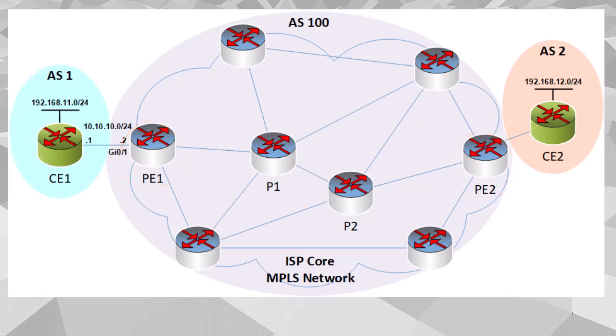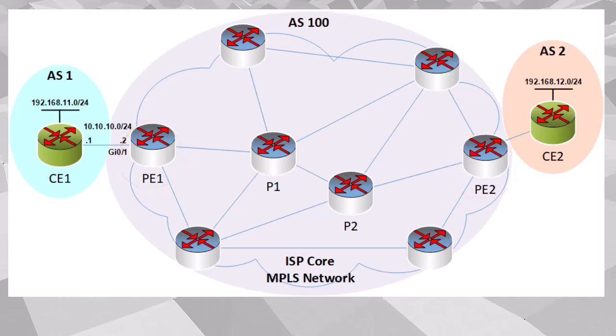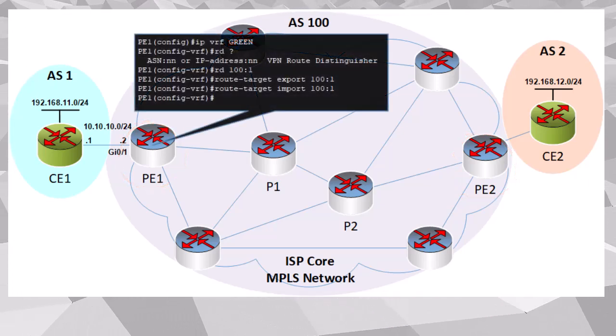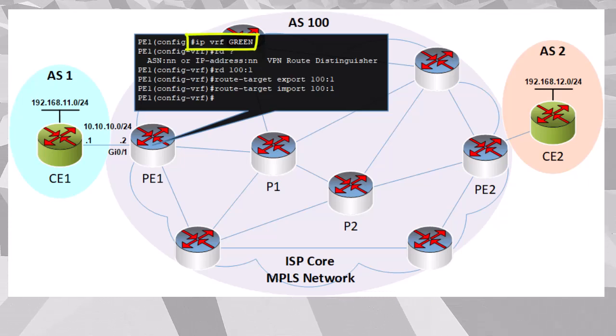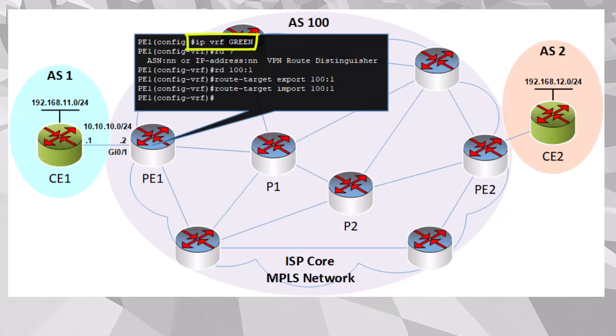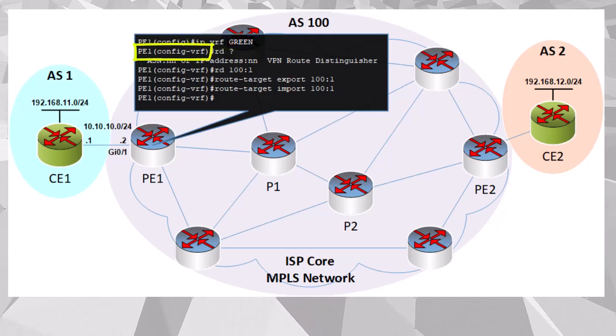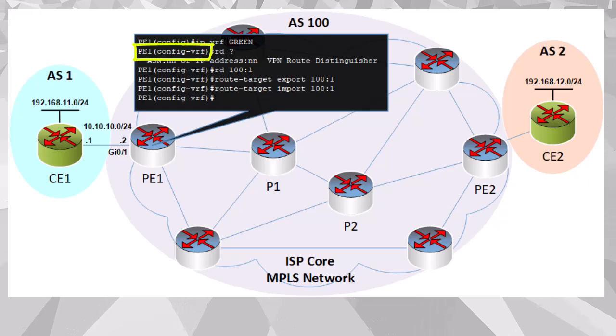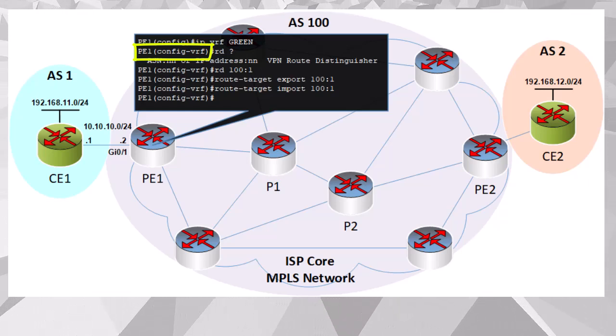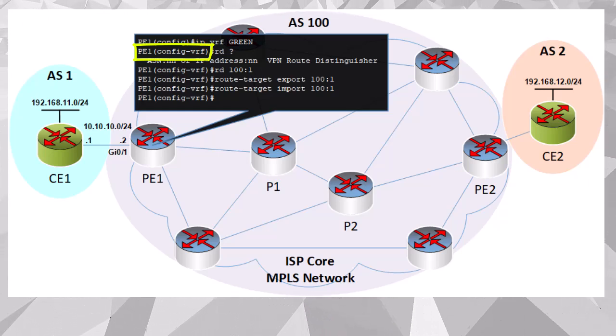Let's see what we will configure in our PE1 router. First, we create our VRF, and let's call it green. When you issue the IP VRF green command, you can see that we enter into the VRF configuration mode, and it's indicated by the config-VRF indicator here.